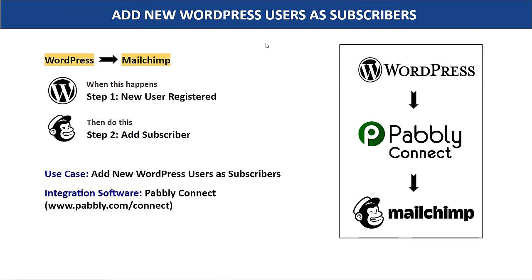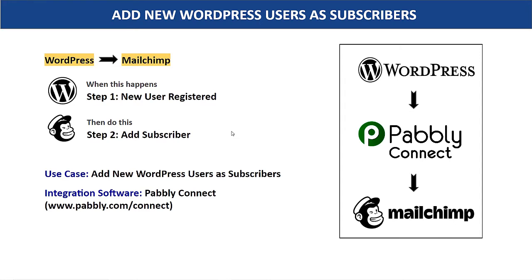Hello everyone. Today I am going to show you how you can automatically add new WordPress users as subscribers inside MailChimp. In this video, I am adding my WordPress users in MailChimp email marketing software. But in place of MailChimp, you can use any email marketing software. Some of them are Sendinblue, Aweber, Pabbly email marketing, etc.